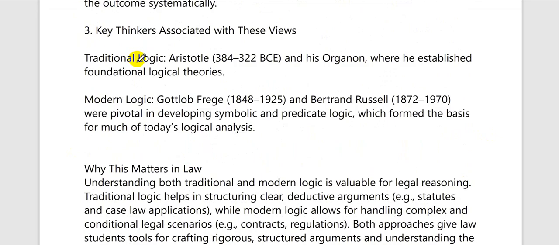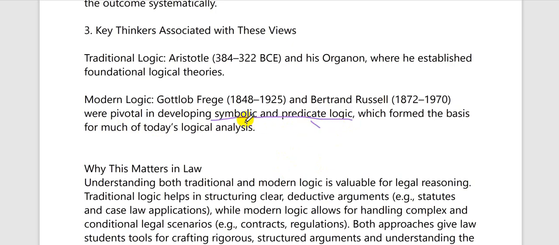Third, the key thinkers associated with these views. Aristotle was associated with traditional logic. He is also known as the father of logic, and in his Organon he established foundational logical theories. Modern logic is associated with Gottlob Frege and Bertrand Russell, who were pivotal in developing symbolic and predicate logic.